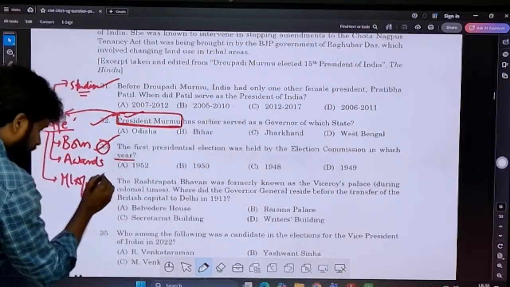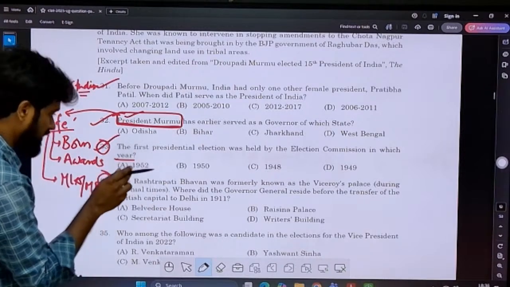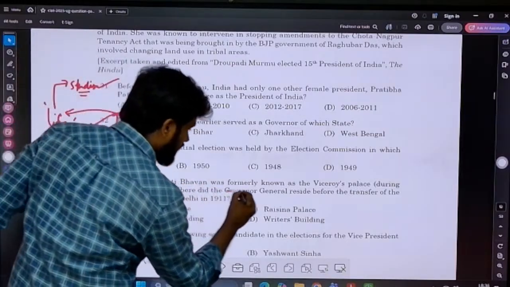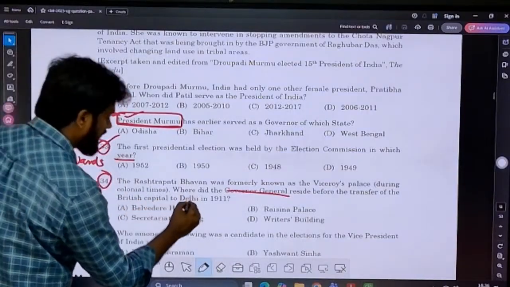Okay, the fourth question. Rashtrapati Bhavan was formerly known as the Viceroy's Palace during colonial times. Where did the governor general reside before the transfer of the British capital to Delhi in 1911?